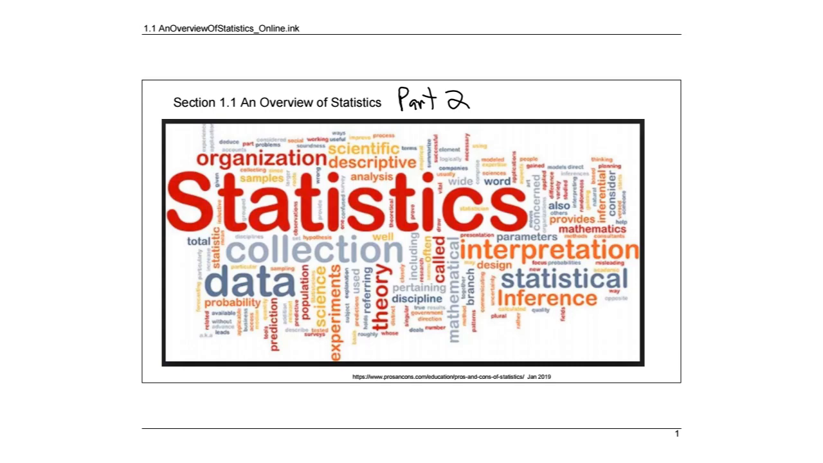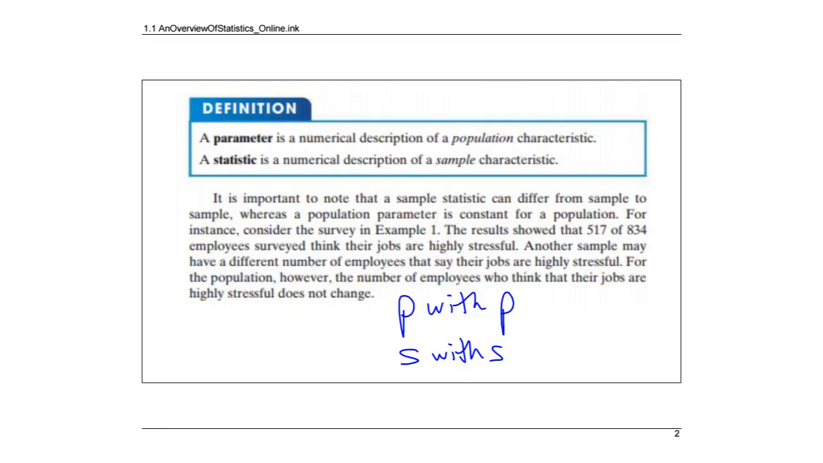All right, let's take a look at section 1.1, part 2. Okay, so just a reminder, when we look at numerical descriptions, a parameter is tied to population and a statistic is tied to sample. So again, the way I remember that is parameter goes with population. Both of those start with a P. So the letter P with the letter P, and then statistic goes with sample. And so the letter S with the letter S.